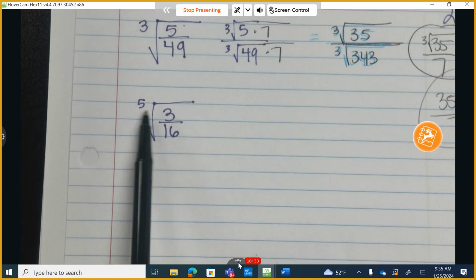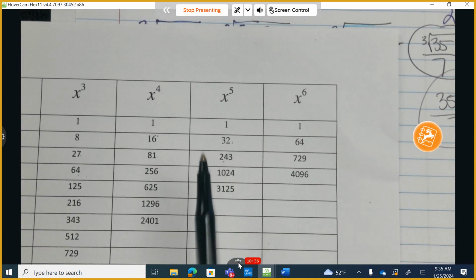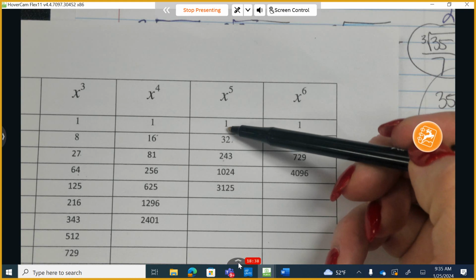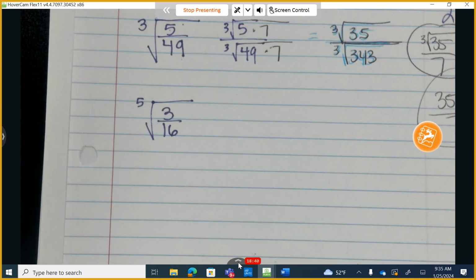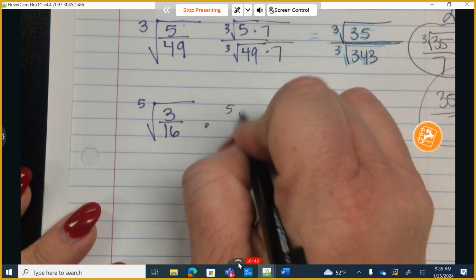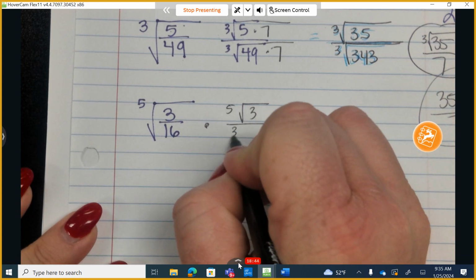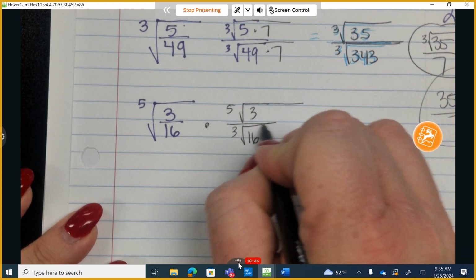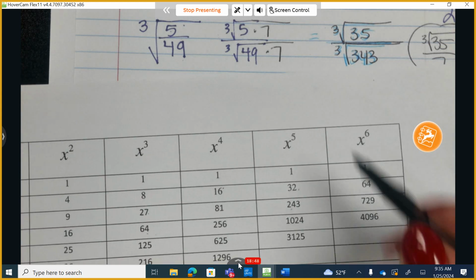So I'm going to go to the 5th column, and I see 16 is not here. So then I go, well, what's 16 between? It's in between 1 and 32. By the way, I should have taken time to rewrite this first of all. Okay, so 16 is in between 1 and 32.